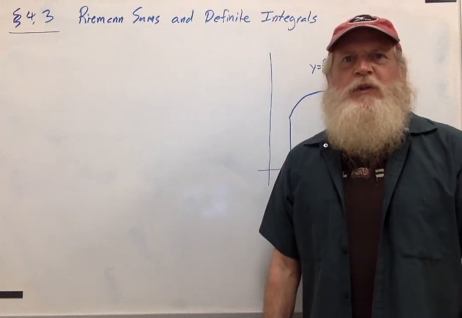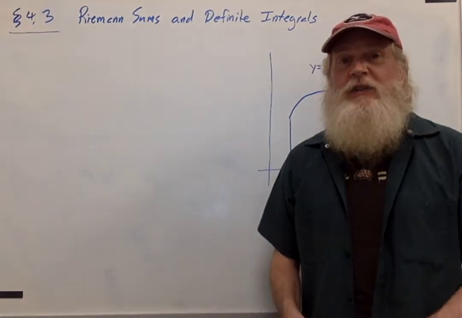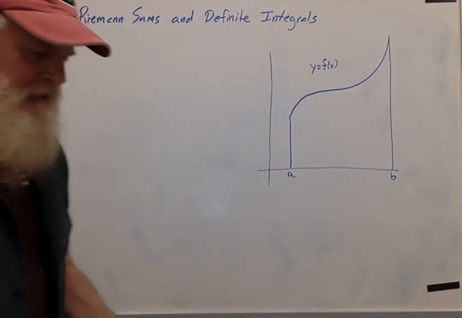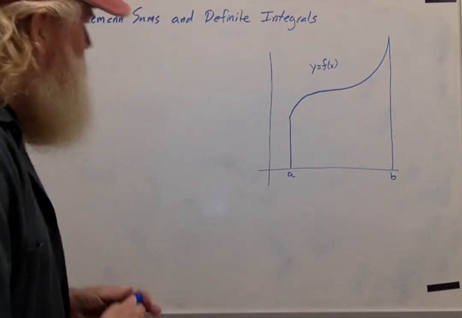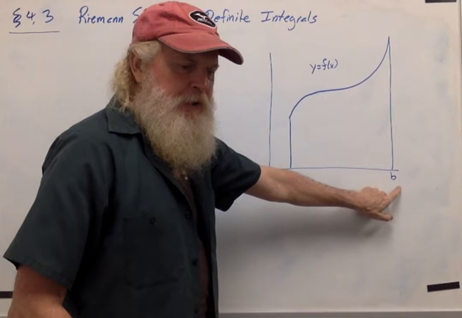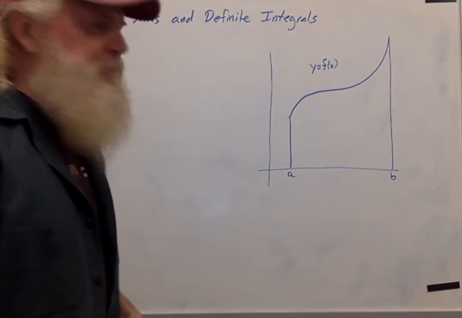In section 4.3, we generalized what we did in 4.2 and introduced the idea of a definite integral. So first of all, let's generalize this idea of a Riemann sum. Let's say that we have a function defined on an interval from a to b, and we want to approximate the area underneath the curve.